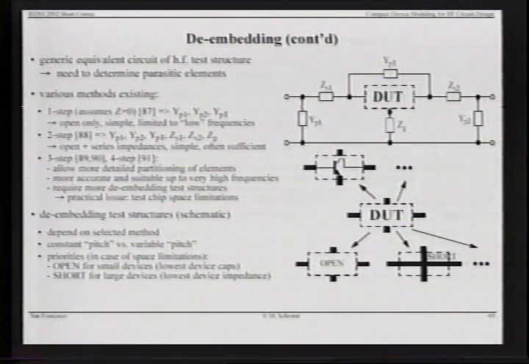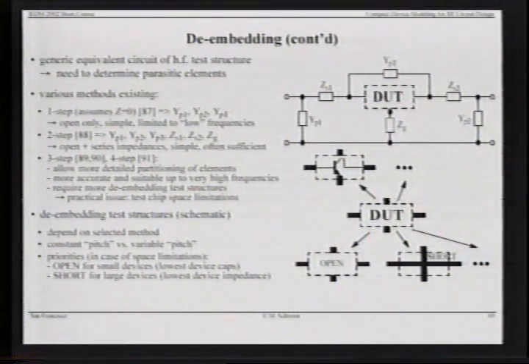There is, for instance, an open structure and a short structure. The open structure, you can easily imagine, if you measure this one, for not too high frequencies, it gives you most of these parasitic capacitances that we have between the different terminals. That is called one-step de-embedding.